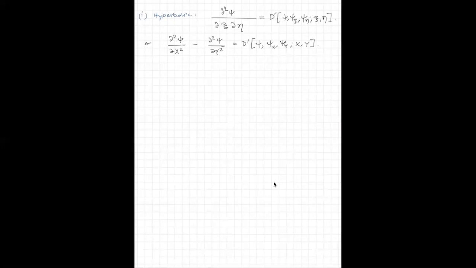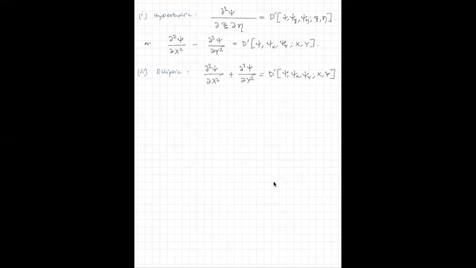If you are looking at elliptic PDEs, in that case what you'll have is del 2 psi by del x squared plus del 2 psi by del y squared equal to, again, some D prime of psi x, psi y, x, y.